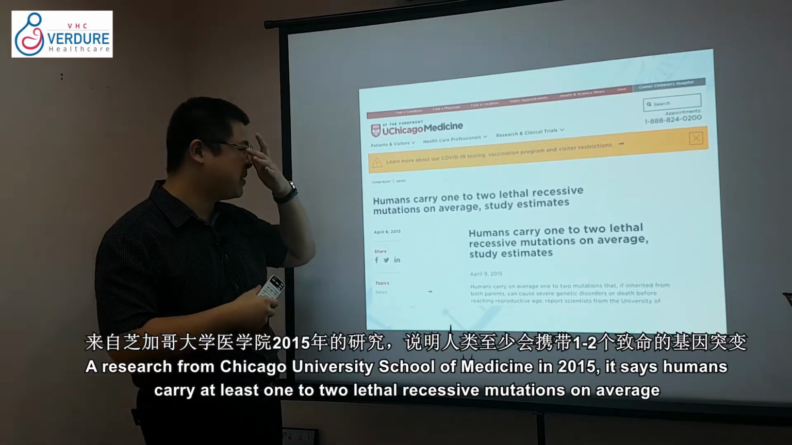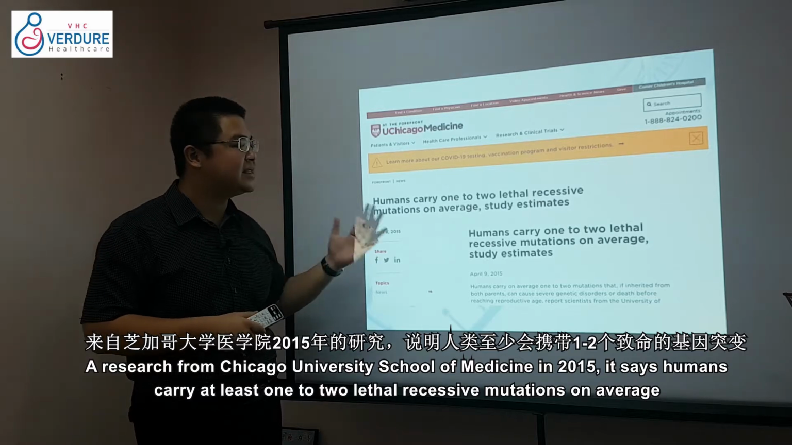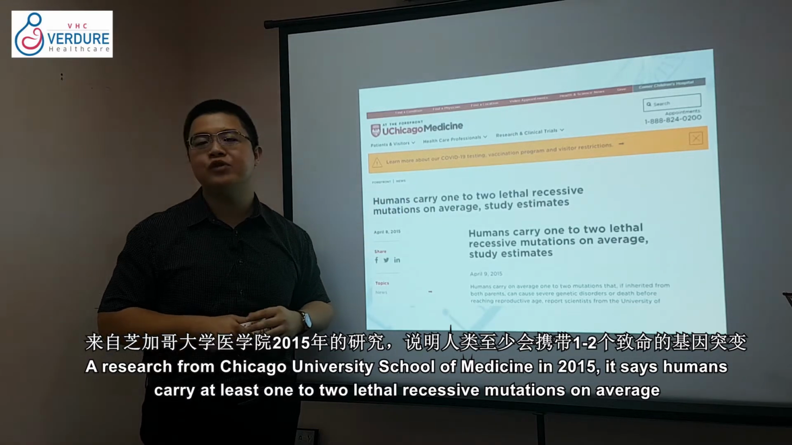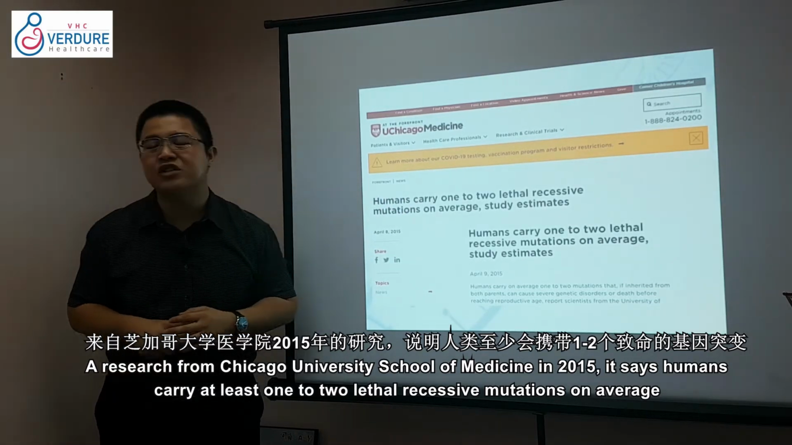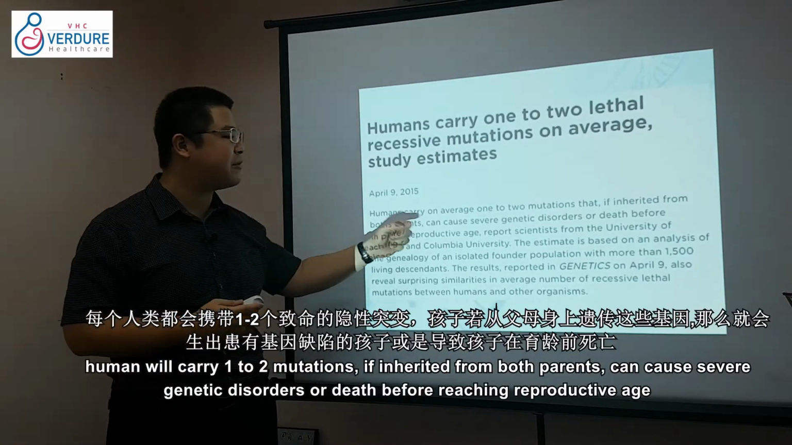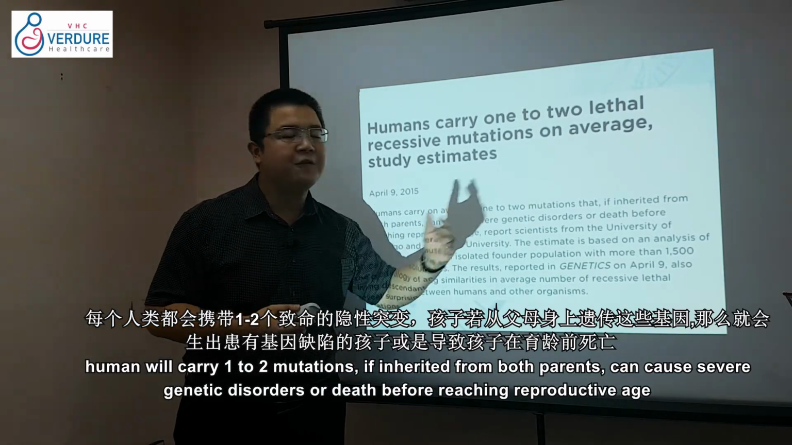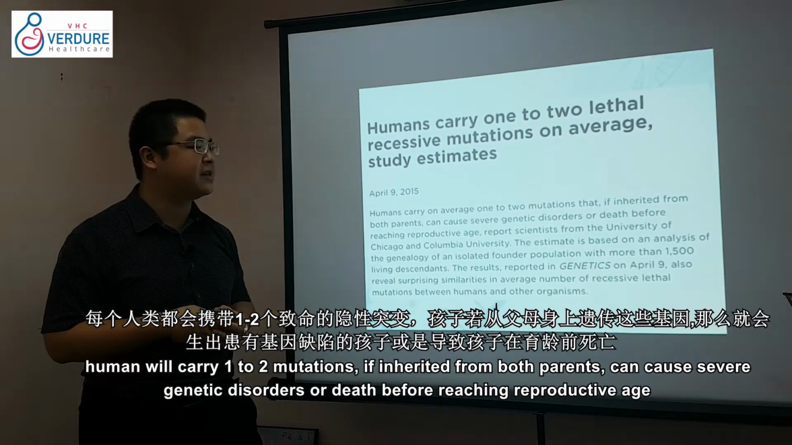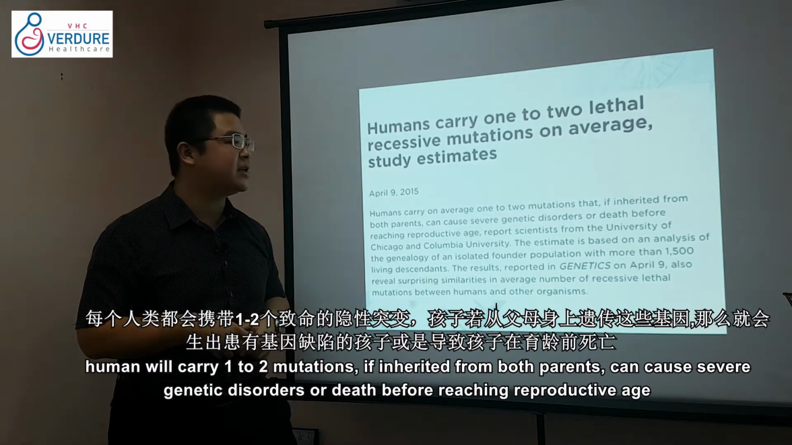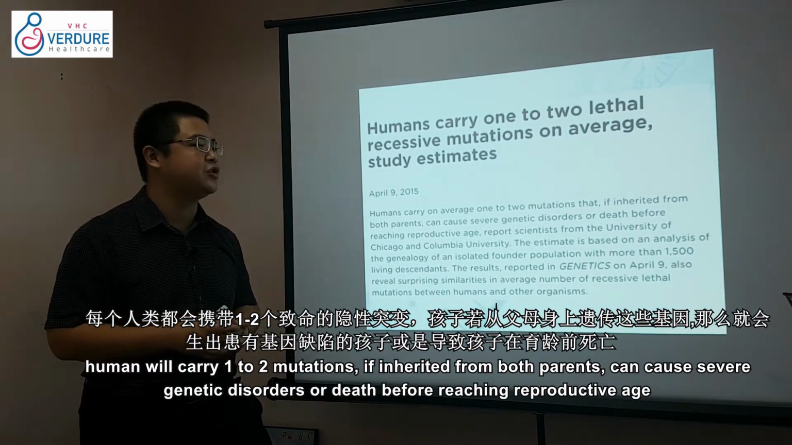Okay, back in 2015, the University of Chicago Medical School says that humans carry 1 to 2 lethal recessive mutations on average, study estimates. And with humans carrying on average 1 to 2 mutations, that, if inherited from both parents, can cause severe genetic disorder or death before reaching reproductive age.